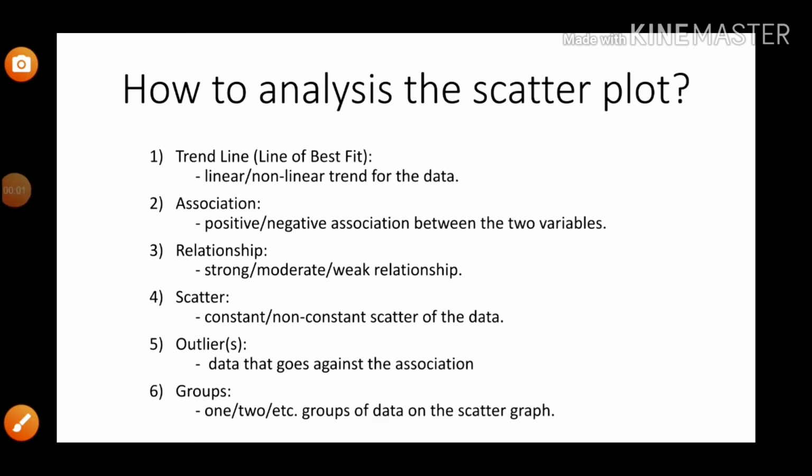How do you analyze a scatter plot then? You have to tackle all 6 points. You have to talk about whether it's a linear or non-linear trend for the data, whether it's a positive or negative association, how strong or weak the relationship is, whether it's constant or non-constant scatter of data, and whether there are outliers, clusters, and so on. These are the key points that you need to tackle when you're answering on the scatter plot.